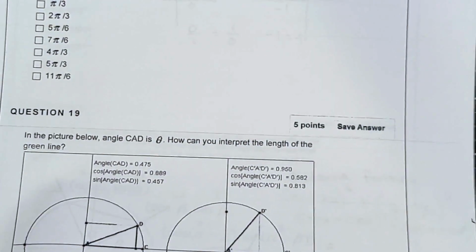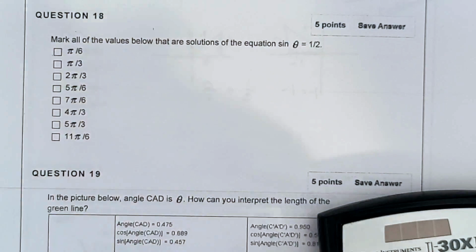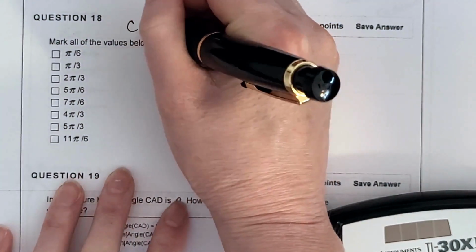Okay, question number 18. Mark all the values below that are solutions to sine of theta equals 1/2. All right, the easiest way of doing this is to type this in the calculator. Make sure your calculator is in radians.